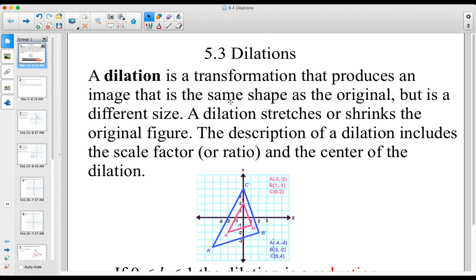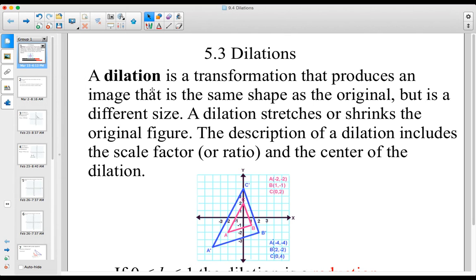You'll see a lot of similarity between what we do today and our 5.1 similar polygons. Some of the terminology is similar, but the application is a little bit different. So first of all, the definition. A dilation is a transformation that produces an image that is the same shape as the original, but a different size. A dilation stretches or shrinks the original figure. The description of a dilation includes the scale factor or ratio and the center of dilation.